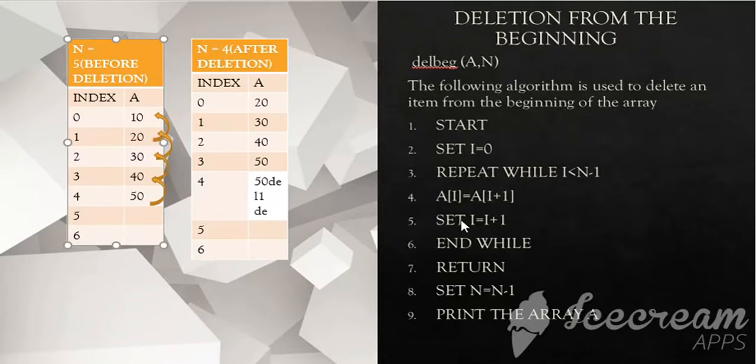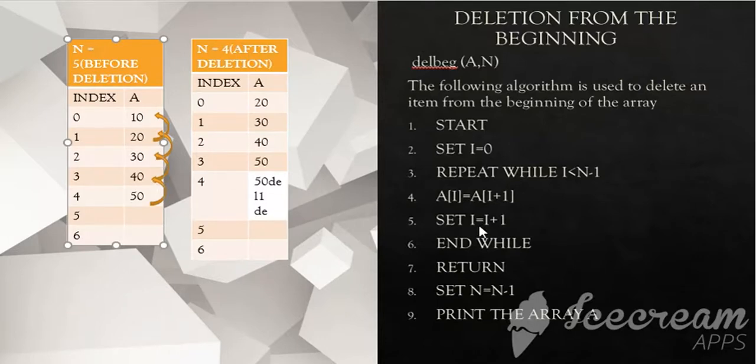And then I increments to 2. 2 less than 4, condition is true. A of 2 equals a of 3. So to the second index, the third element will be shifted. And then I gets incremented to 3. 3 less than 4, condition is true. A of 3 equals a of 4. So the last element gets shifted upwards to the third index.